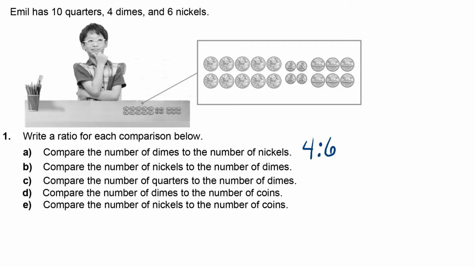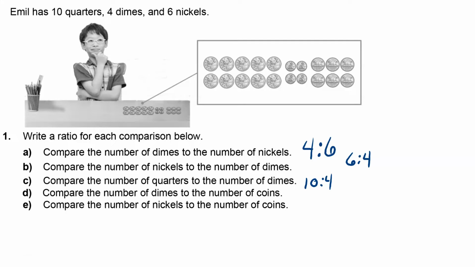Now for part B, it says compare the number of nickels to the number of dimes. In that case, we're just reversing the two numbers. There are 6 nickels to every 4 dimes. Part C says to compare the number of quarters to the number of dimes. We've got 10 quarters in total, and the number of dimes hasn't changed, so that is still 4. So we have a ratio of 10 to 4.